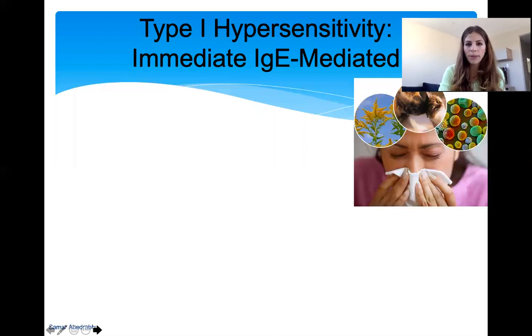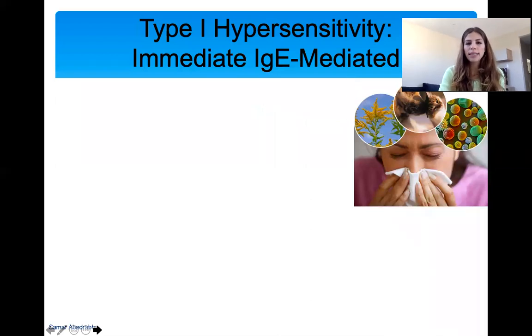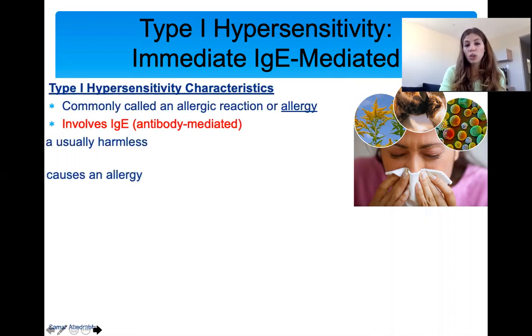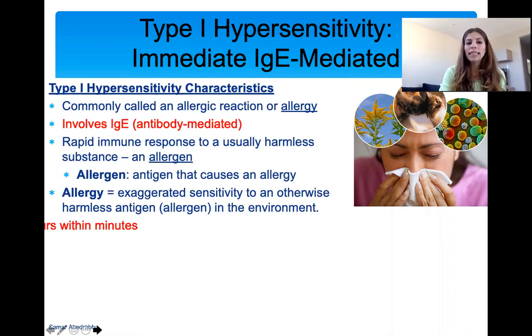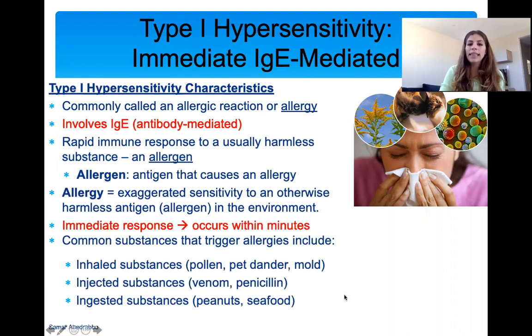So let's talk about what that is. Type 1 hypersensitivity is an immediate response to an allergen, and an allergen is any antigen that causes an allergy response, or an exaggerated sensitivity to an otherwise harmless agent in the environment. That's what an allergy is.